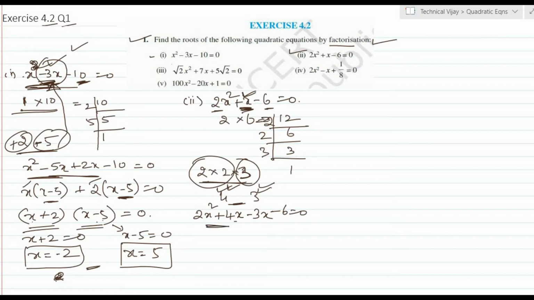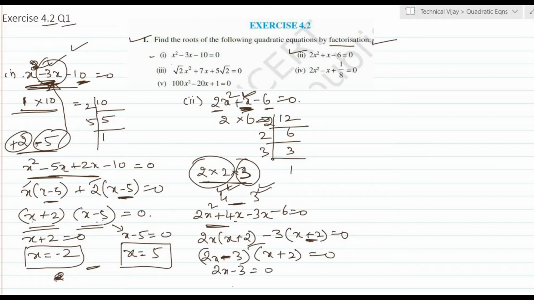So here in these two we will take common 2x, and x will be remaining and 2 will be remaining. So here minus 3 I will take common, x plus 2 equal to 0. See, x plus 2, 3x minus 6. So here 2x minus 3 and x plus 2 equal to 0. So each term will equal to 0. So 2x minus 3 equal to 0. So 2x is equal to 3 and x is equal to 3 divided by 2.